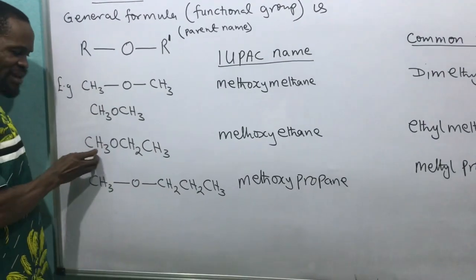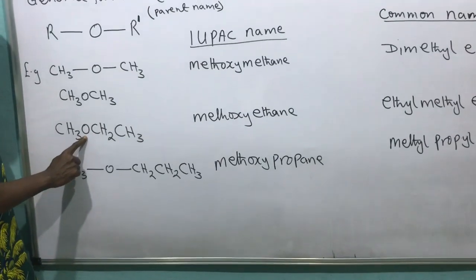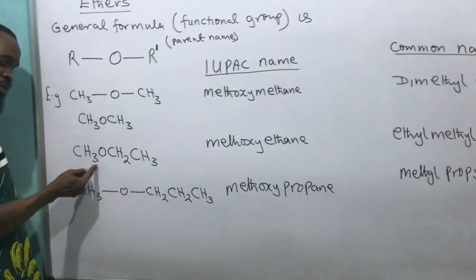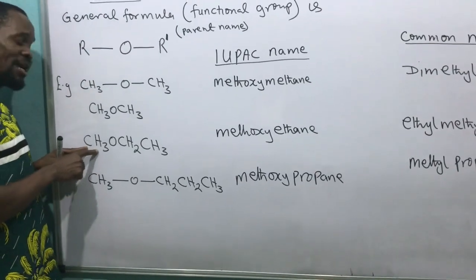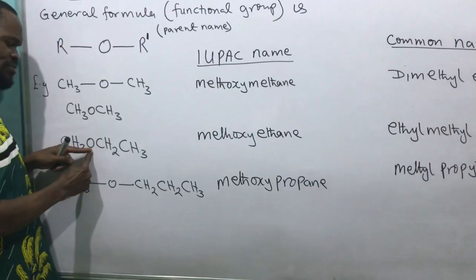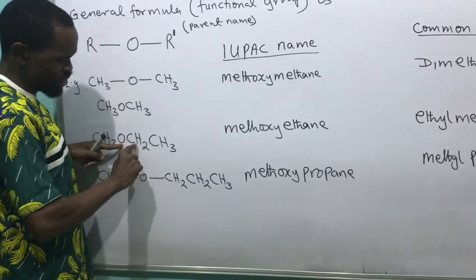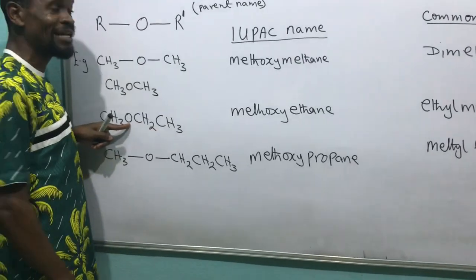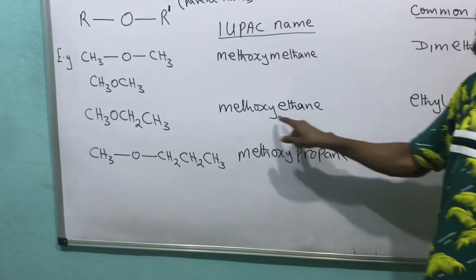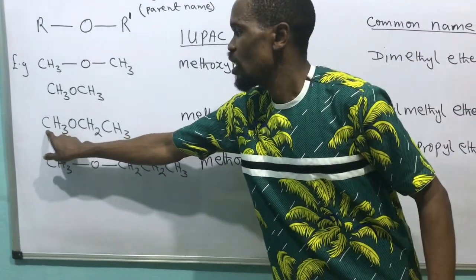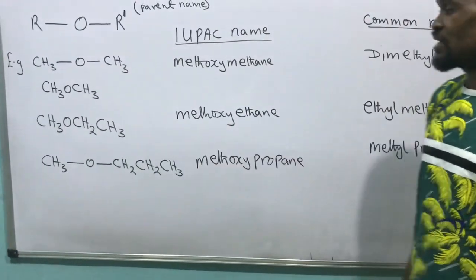When I see aliphatic here, another aliphatic here, and O in between, I say this becomes my parent name, and this one becomes my initial name. This is my initial name, methyl. I will call it methoxyl. Then how many carbons are here? 1, 2, which is ethane. I will now say methoxyl ethane. Look at it. Methoxyl ethane. Methoxyl, and how many carbons? 1, 2, ethane, which is my parent name.